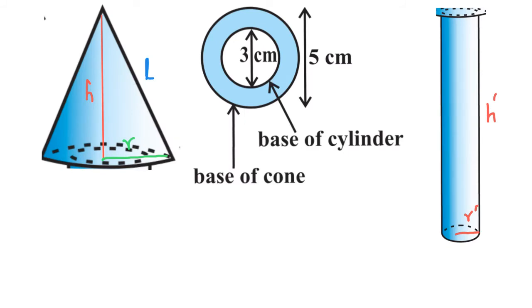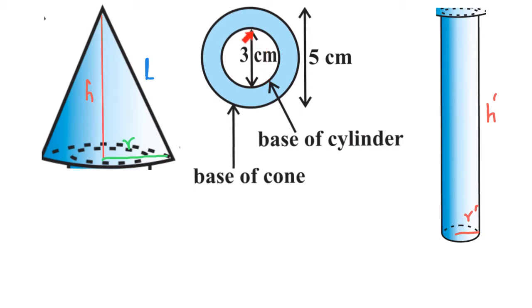Let's pull out the figures and zoom in on them. With regards to the cone, let r be the radius of the cone, L be the slant height of the cone, and h be the height of the cone. With regards to the cylinder, let r prime be the radius of the cylinder, h prime or h dash be the height of the cylinder. Now looking at the circular parts, the bigger circle is for the cone and the smaller circle is for the cylinder.